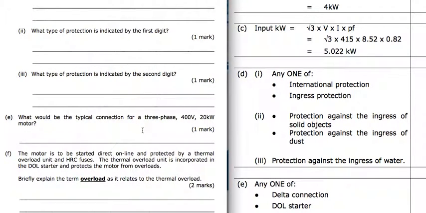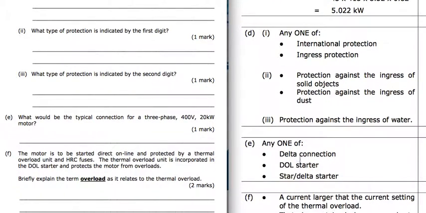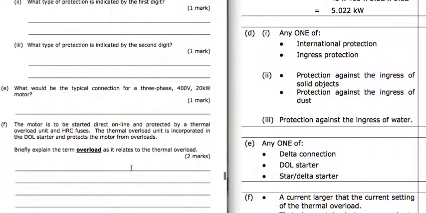What would be the typical connection of a three-phase 400 volt 20 kilowatt motor? So they give you a little range here: delta connection, DOL starter, star delta starter. The motor is started using the DOL with a thermal overload and HRC fuses. The thermal overload is incorporated in the DOL starter and protects the motors from overload.